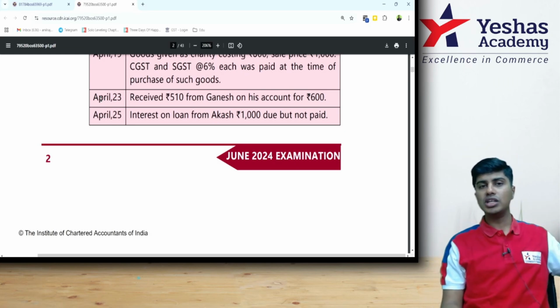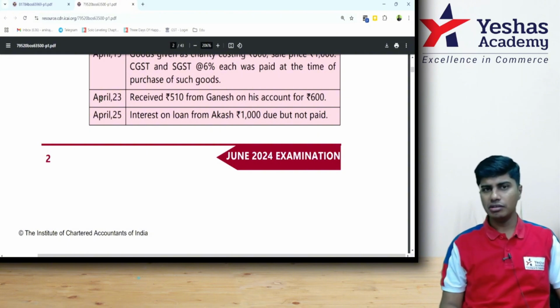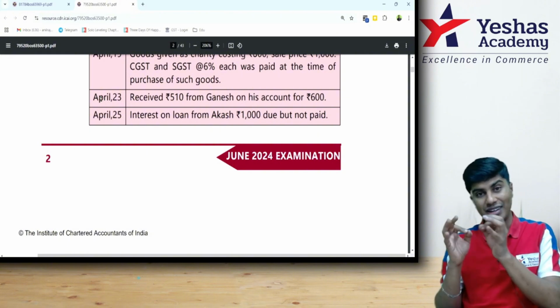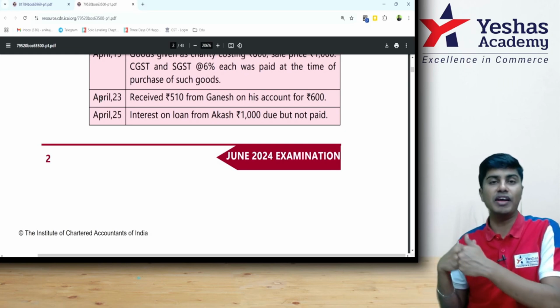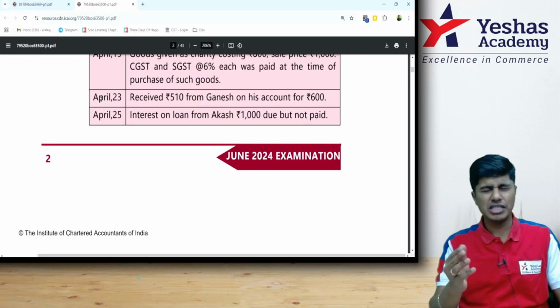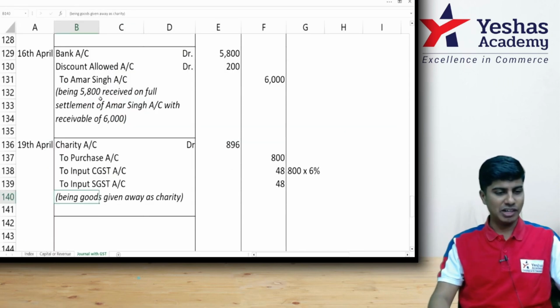If they had told us the account is fully settled, that 90 would have been discount. Because they have not told us it is settled, Ganesh's ledger will still have a receivable of 510 for us. Sorry, receivable of 90. Let's keep it that way.